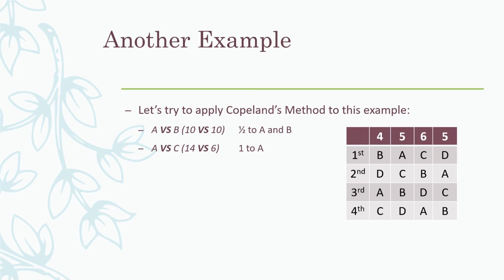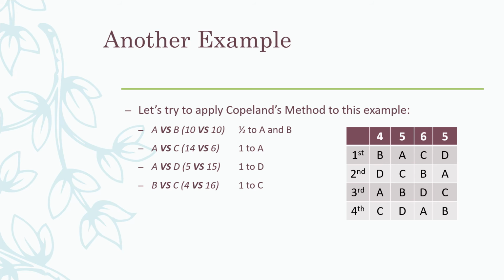Well, 14 people said that A was better than C, and the remaining 6 said that C was better than A. And you can see that columns 1, 2, and 4 said A was better, and column 3 said C was better. A versus D, well, column 2 says that A is better, but 1, 3, and 4 all said that D was better. And so, D wins and gets a point.